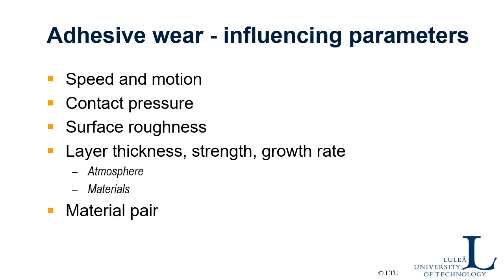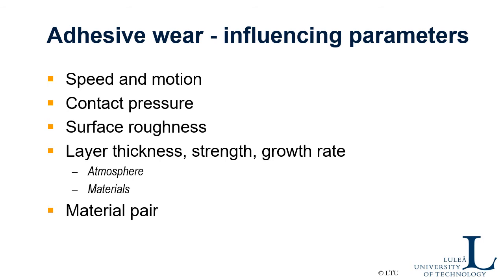And of course the types of layer you can grow on the surface. That depends on the atmosphere. If you don't have any atmosphere, like in space, this is a big problem, because then you can't grow back any oxide layer, and you may have seizure directly of mechanisms operating in space, and that is a big problem also, even if the number of mechanisms is limited, of course. The type of materials is also important here, and also the material pair itself.